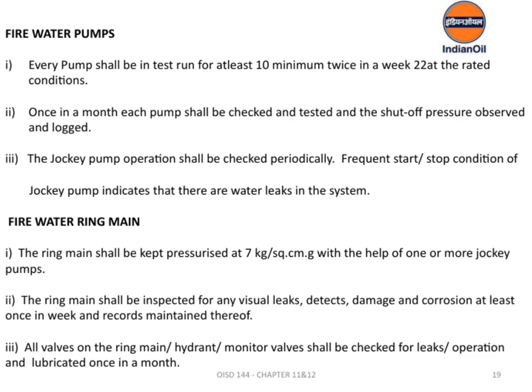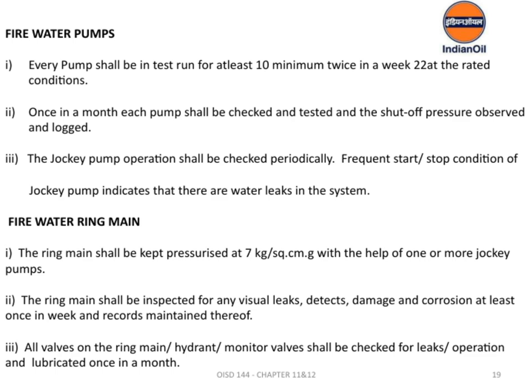Additionally, once a month, each pump needs to be checked and tested thoroughly. During this check, the shutoff pressure should be observed carefully and logged for records. This helps us monitor the pump's performance over time and identify any potential issues early. Now, moving on to the jockey pump, it's essential to periodically verify its operation. If we notice frequent start and stop cycles, it usually indicates there could be water leaks within the system. Detecting and addressing these leaks promptly is critical to maintaining system integrity and readiness.